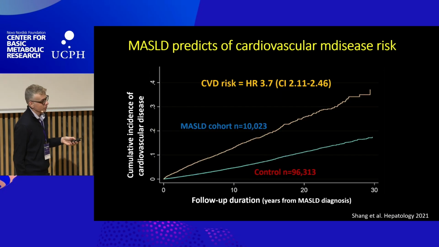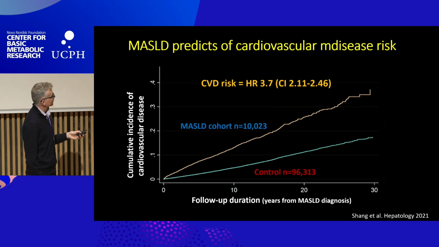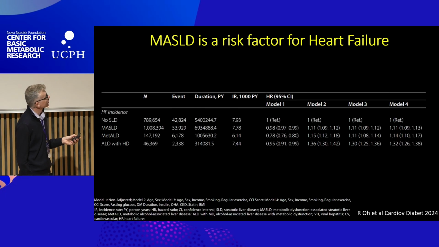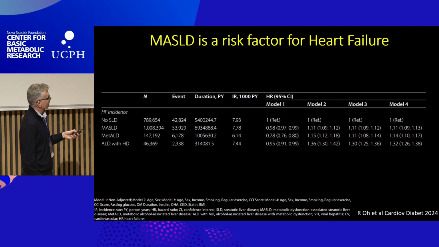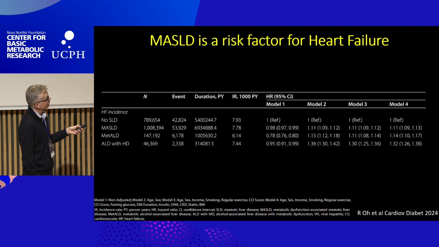This is a study from the Swedish registry from Hannes Hagström, Karolinska, and he just stratified the population in those with MASLD and control. You see that in this very long follow-up, more than 18 years average, those with MASLD have almost a 4-fold increased risk in developing cardiovascular disease. But we're talking not only about coronary atherosclerosis, but also heart failure. And this study shows an independent association between MASLD and heart failure.